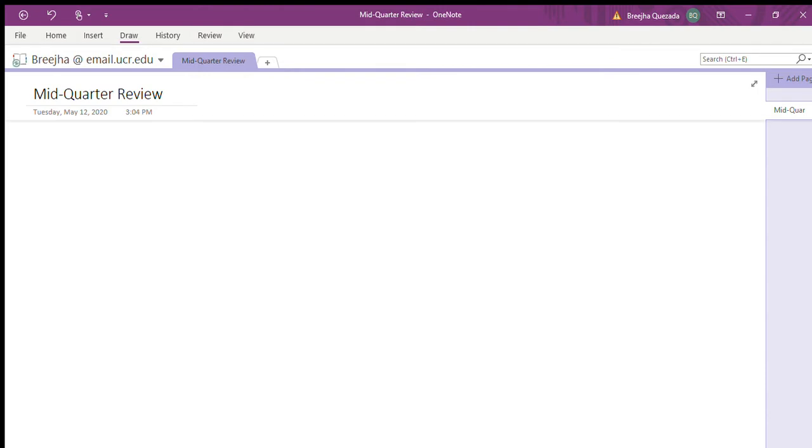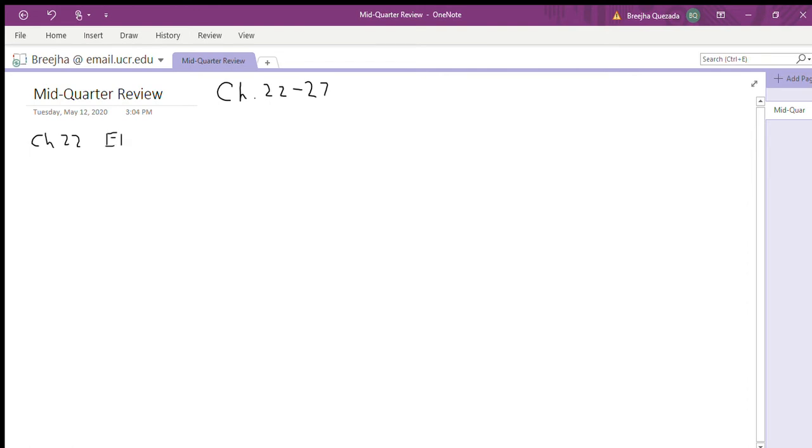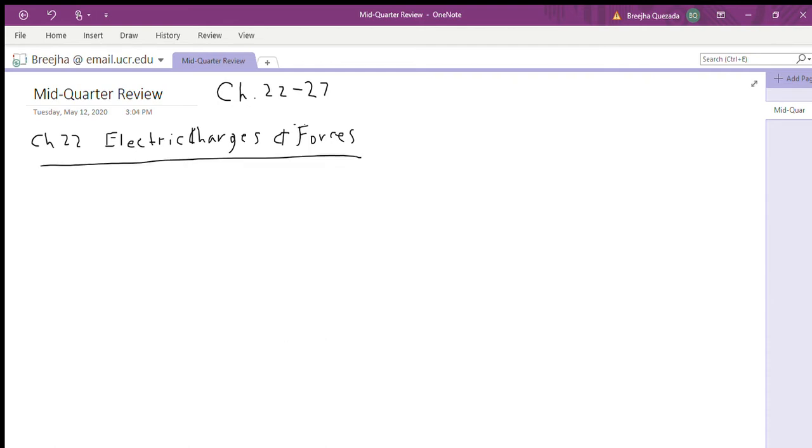So the first chapter we did, well, so far we have done chapters 22 through 27. And so chapter 22 was electric charges and forces. And so this is where we were first introduced to the concept of a charge and the fact that they can generate forces against each other.